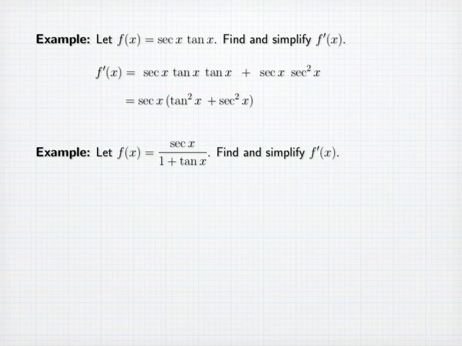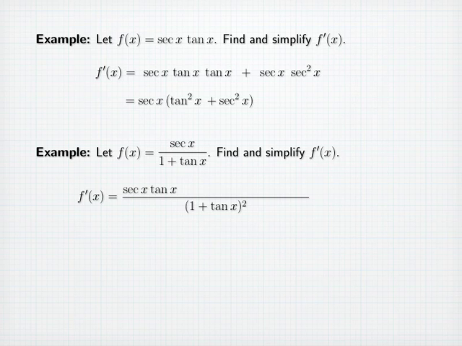Another example. Let f of x equal secant x divided by 1 plus tangent x. Let's find and simplify the derivative. Here we'll use the quotient rule. The denominator will be 1 plus tangent x squared. The numerator will be the derivative of secant x, which is secant x times tangent x, times the denominator 1 plus tangent x, minus the numerator secant x times the derivative of the denominator, which is 0 plus secant squared x.